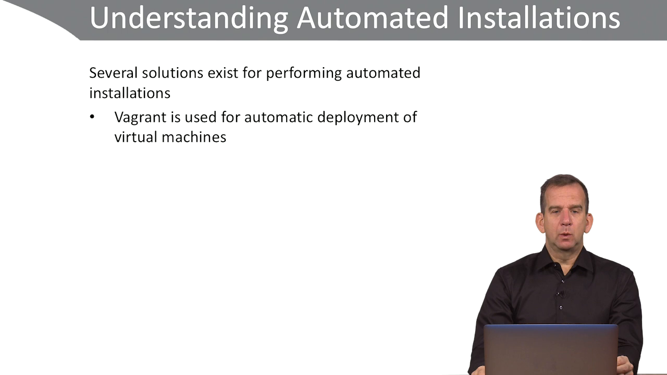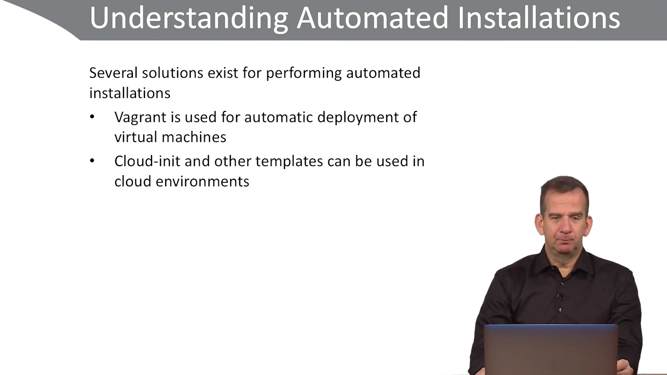If you automatically want to deploy virtual machines, there is Vagrant. Vagrant is pretty useful and is used a lot in the data center, but it's not a part of RHCSA. So I'm just going to mention what needs to be accomplished while working with Vagrant, and we are not going deeply in it. Then, if you are in cloud environments, there's Cloud Init and other cloud-based templates.